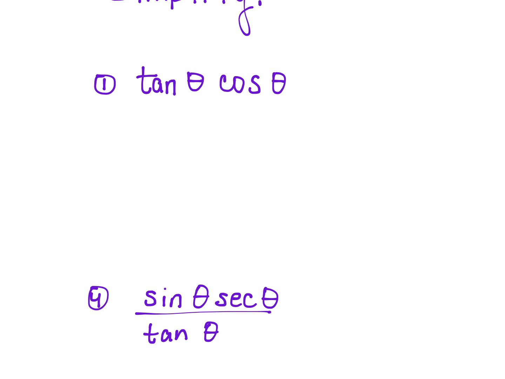What I would suggest is that if you're stuck and you don't know what to do to simplify, you can always change things to be in terms of sine and cosine and see if you can get things to simplify or cancel out. So I want to change tangent to be in terms of sine and cosine. How would I do that? Tangent would be what?